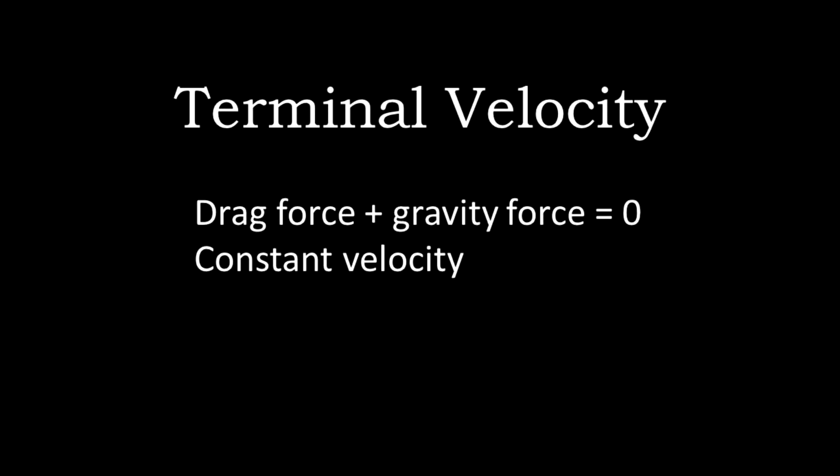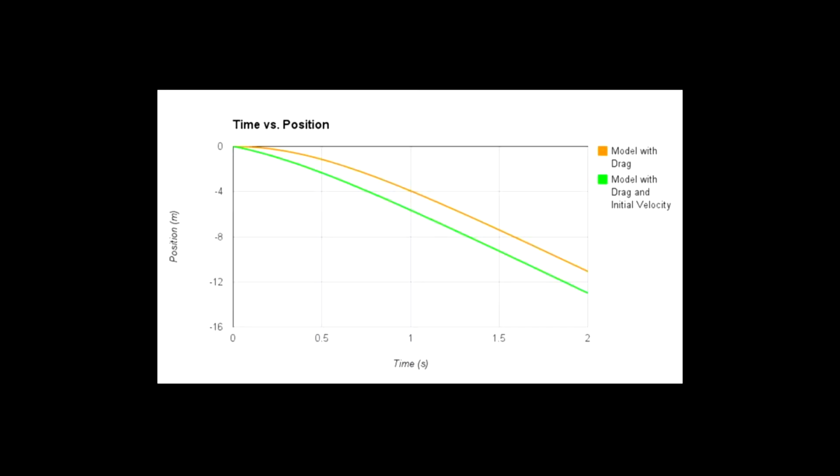In VIDLE, I gave the gum an initial downward velocity of 3 meters per second. Here is that graph, along with the original graph with no initial velocity. Both models include drag. It turns out that both models reach the same terminal velocity. However, the model with the higher initial velocity reaches the terminal velocity first.